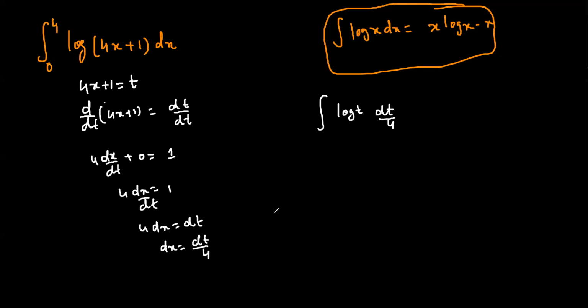And the problem of limit, how can you solve it? The value of x is 0. When you put 0, you will get t is equal to 1, right? And the value of x is 4. When you put x is equal to 4, 16 plus 1, 17, right? So in the place of 0, write 1. In the place of 4, write 17. 1 by 4 is a constant.